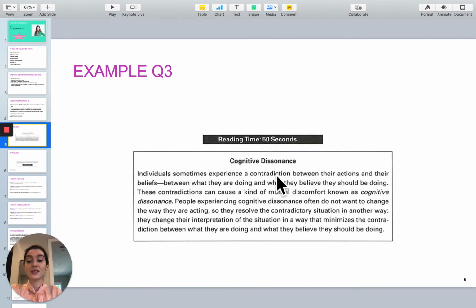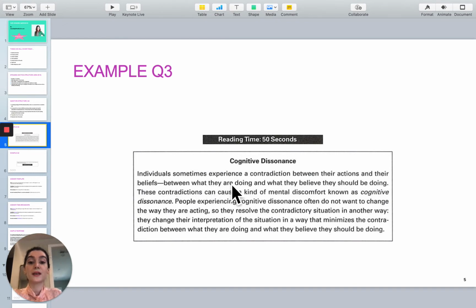So this is the question I picked for today. It has a heading. Your reading passage will always have a heading, and then you're given 50 seconds to read this. So we're going to read this together because I want to teach you side by side what are some of the important things. So the heading says cognitive dissonance.